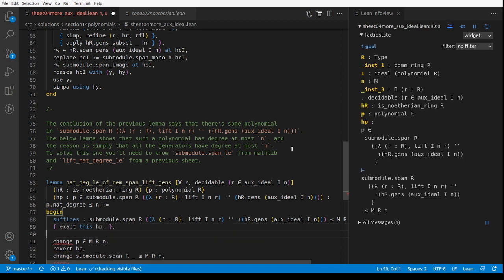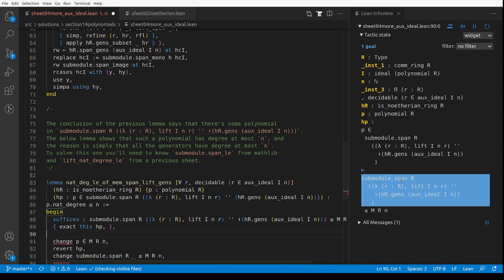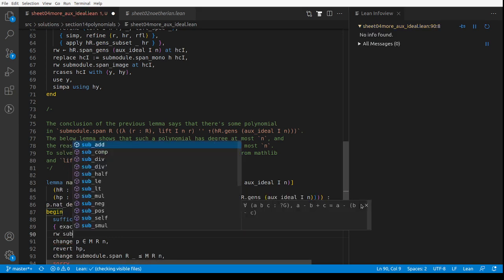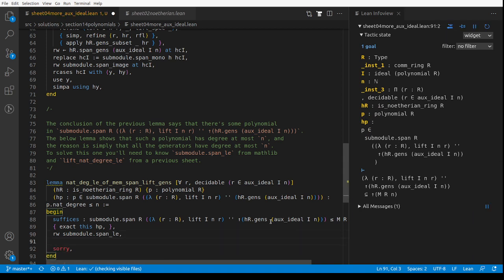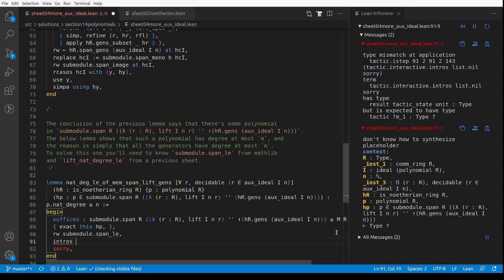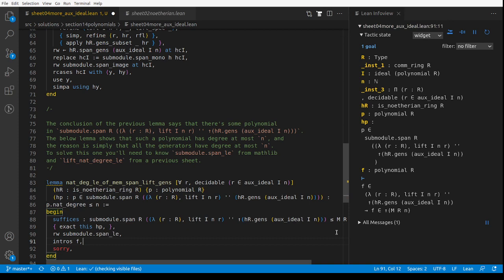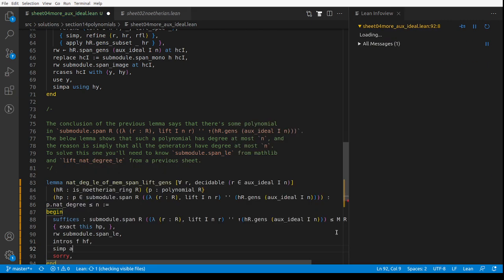And now what? I now want to prove that the span, now I want to rewrite submodule.span LE or something. Yes, because that says to prove that if the span of a set is a subset of a module, it suffices to prove that the set itself is a subset of the module. And so now this should be easy. What does it actually say? Intros F, was it called? What is F? F is a polynomial, so intros FHF. And then let's simp as HF, let's see what it says.